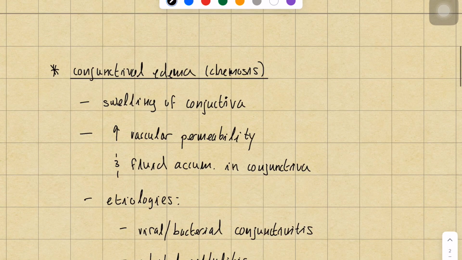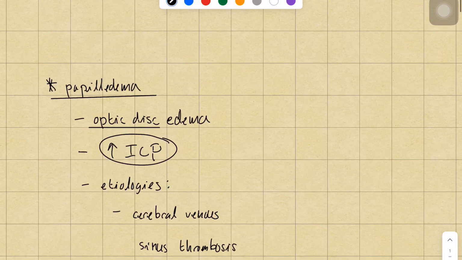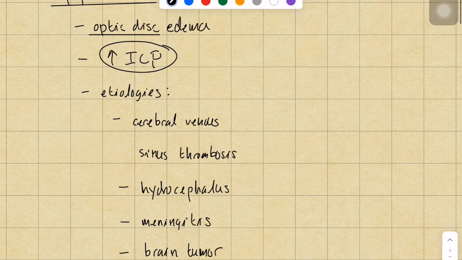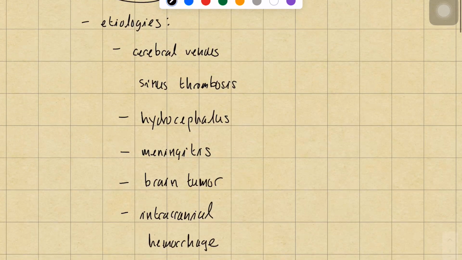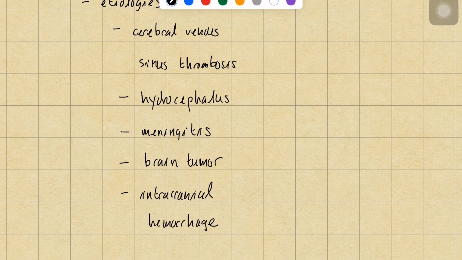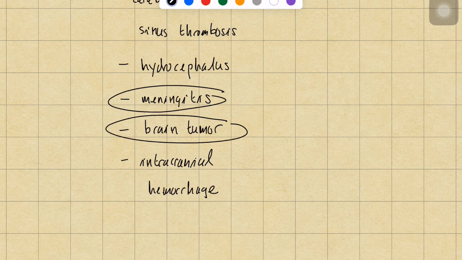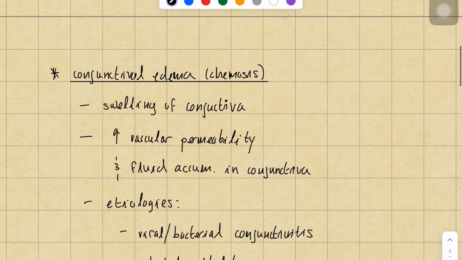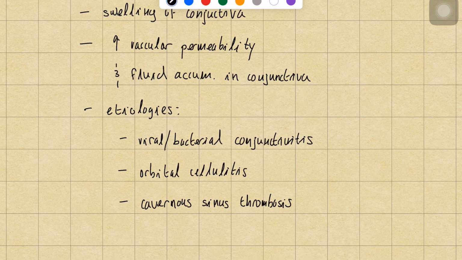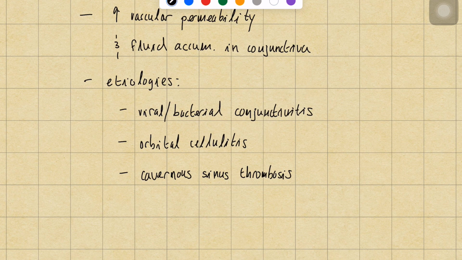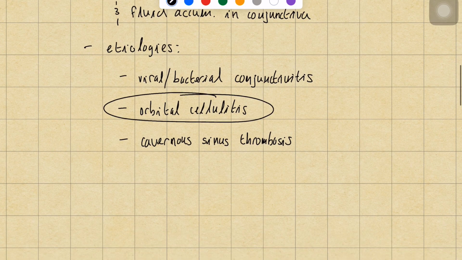So we kind of covered them roughly in degree of severity, right? If you see papilledema, you think increased intracranial pressure, and some pretty serious stuff can cause papilledema. You really want to make sure that you're looking at meningitis, any sort of tumor, or intracranial hemorrhage. And then when you're looking at conjunctival edema, it could be a viral or bacterial conjunctivitis, which is not as serious, right, as the previous etiologies, and it could also be something much more serious, which is orbital cellulitis.